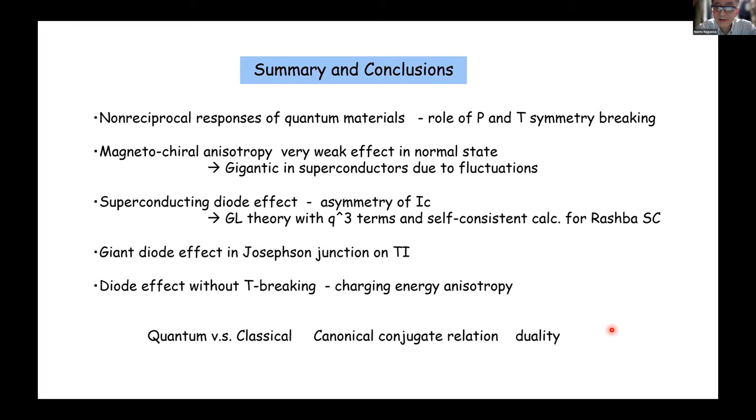Yeah, let me understand. Can I read it in the chat? Of course. Yeah, I think so. This asymmetry in the charging energy is always there, I think, once you do not have perfectly equivalent right and left superconductors. So this broken inversion symmetry alone is enough to have this diode effect, even though it is tiny.